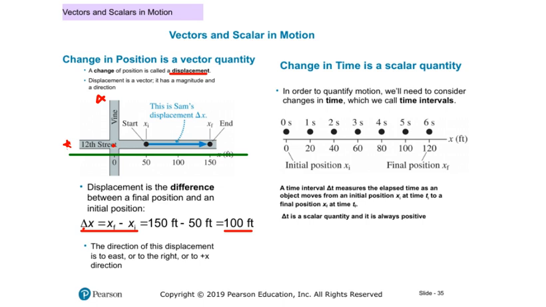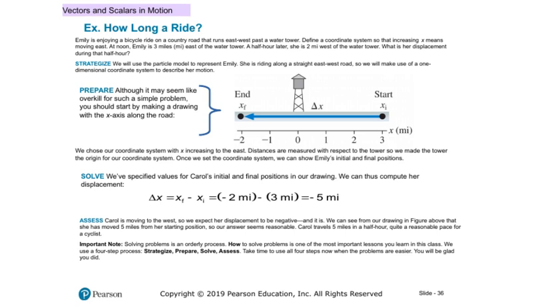Let me draw it down here. So this is my X line, right? I'll pull this a little bit up. If I was going to left, it would be negative, but going to right is positive. I move from 50 to 150. I moved 100 meters to the right.